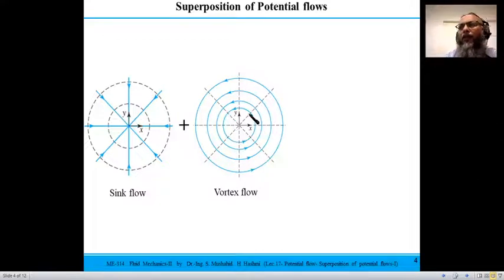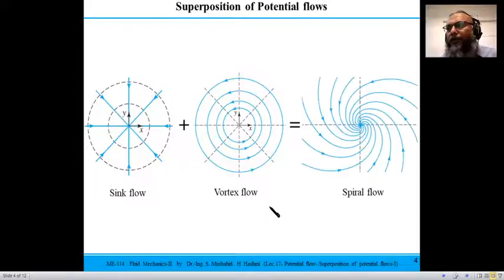The blue lines, in both cases, are representing the streamlines. So can you figure out its resulting pattern? I would like you to draw the resulting pattern here also. First take a pause here. Okay, so the resulting pattern, I show you the answer here.